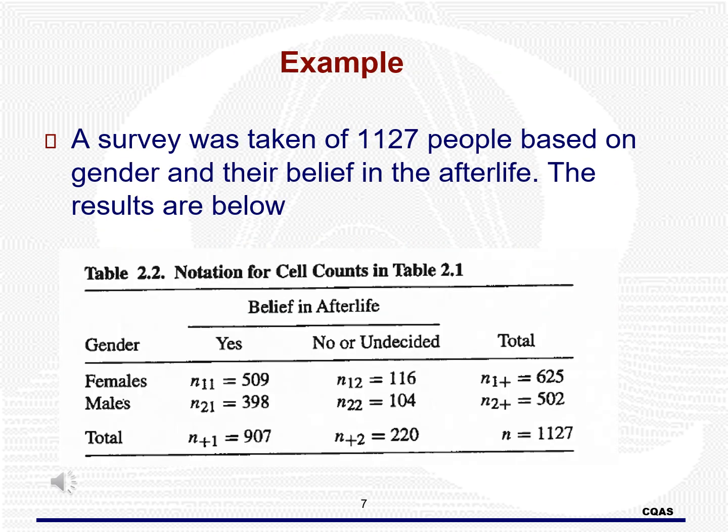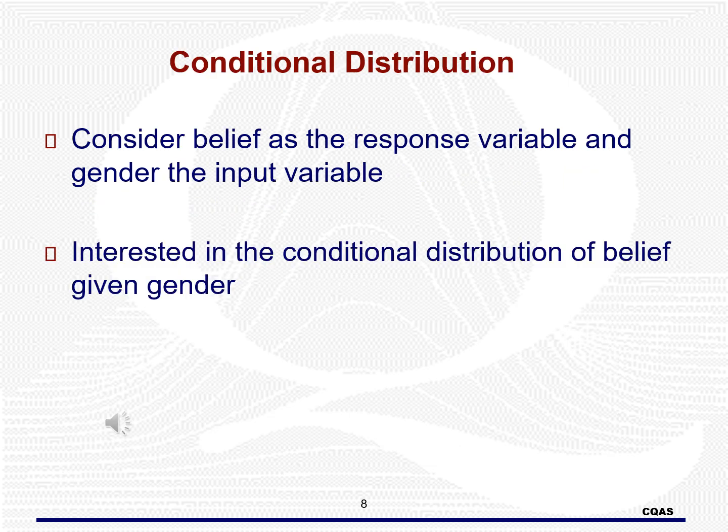Here we have a survey of 1127 people who answered questions based on their belief in the afterlife. The gender of each participant was also recorded along with their answers. The results are given in the table on the slide. For this example, we will consider a person's gender as the input variable and their belief in the afterlife as the response variable. We are interested in the conditional distribution of belief given gender.